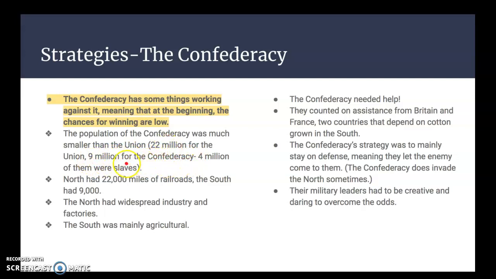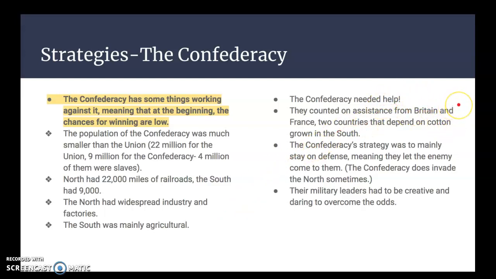And you realize that the numbers are stacked against the Confederacy almost from the beginning. Another big problem for the Confederacy: the North has 22,000 miles of railroads and the South only has 9,000. The North has lots of widespread industry and factories that can produce the instruments you need to carry out a big war like this, while the South was mainly agricultural. So the Confederacy needs help.